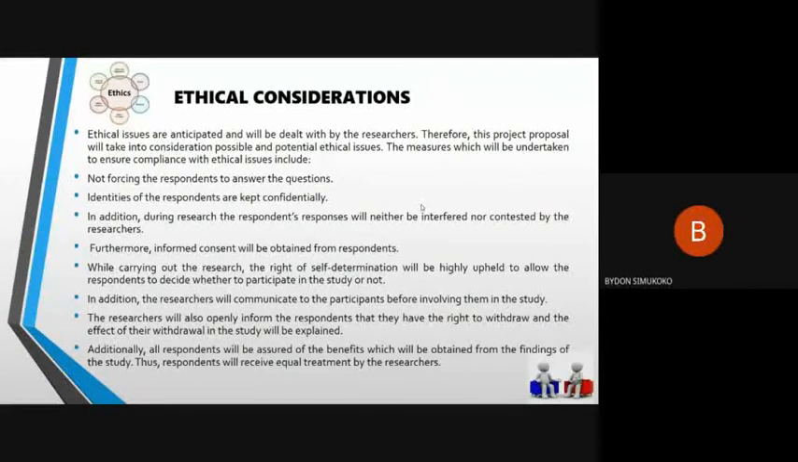So ethical consideration is another pertinent aspect of any research which should be considered, and some of the measures which should be undertaken in order to ensure compliance with these ethical issues are as follows: not forcing the respondents to answer the questions, identities of the respondents are going to be kept confidential. During the research, the respondents' responses will never be interfered nor contested by the researchers. Furthermore, informed consent will be obtained from respondents. Also, in carrying out the research, the right of self-determination will be highly upheld to allow the respondents to decide whether to participate in the study or not.